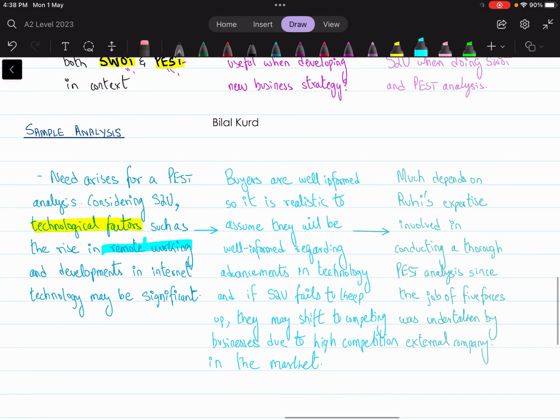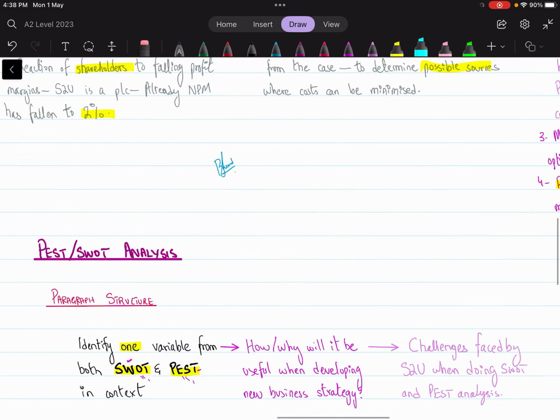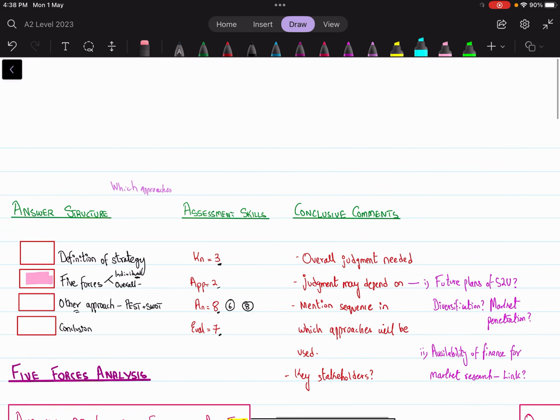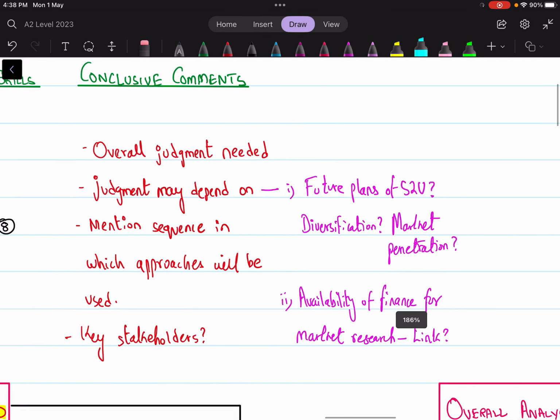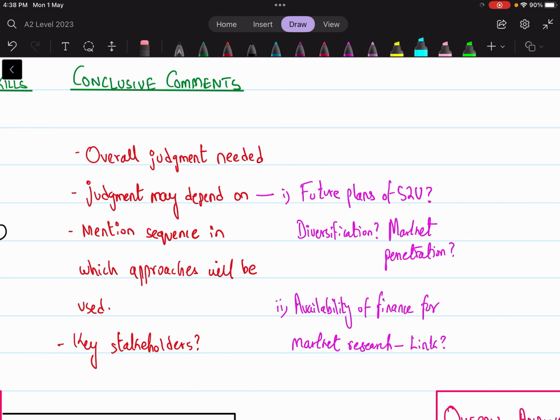So once you are done talking about 5 Forces and SWOT and PEST in detail, then comes the conclusion part. And once you're concluding, these can be your conclusive comments. Now remember that you do have to come up with an overall judgment. Do you agree that 5 Forces is the most important, or do you think no, any other approach may be the most important? And whatever you think, does your judgment depend on anything?